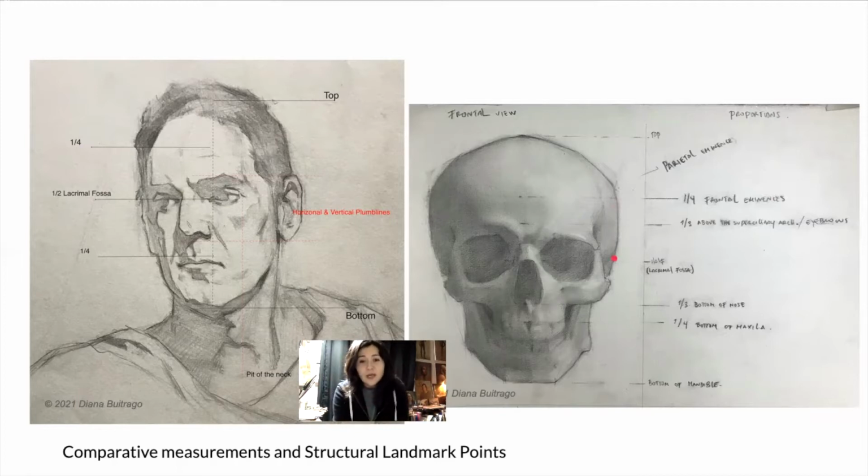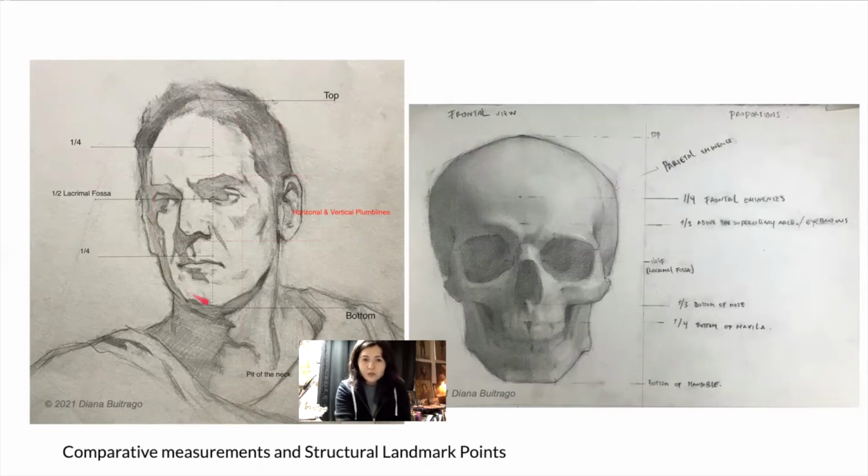Another very important landmark point is the parietal eminences right here. These 2 points, you can see right away, are also the widest points of the skull. In this drawing I did from the model, we can see that plane and this plane, there is a breaking point right here that we can identify as exactly this point.